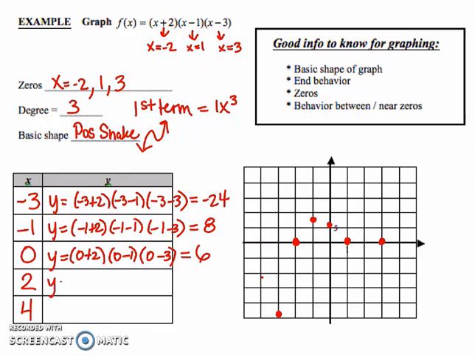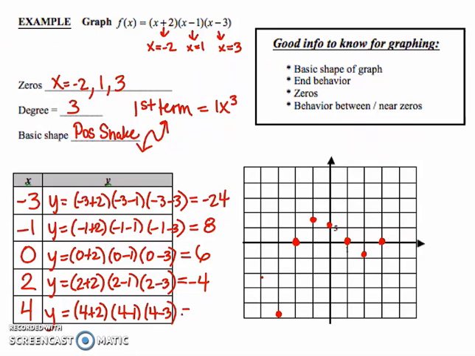Then when I have an x value of 2, I've got 2 plus 2 times 2 minus 1 times 2 minus 3, which gives me a y value of -4. So +2, -4, it's about right there. And then finally when x is 4, y will be 4 plus 2 times 4 minus 1 times 4 minus 3. We do the math there and we get 18. So 5, 10, 15. 18 is about right there. So now I can go ahead and connect my points. And I do indeed have that positive snake shape that I predicted.